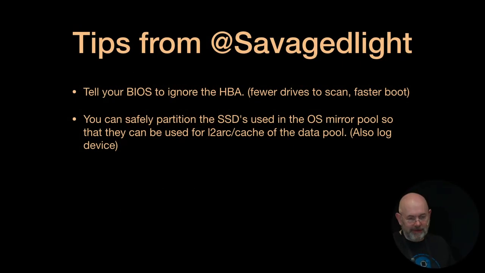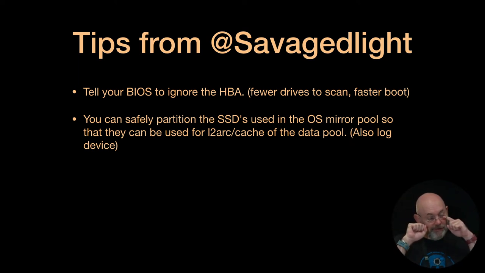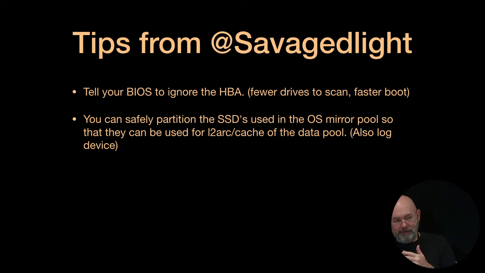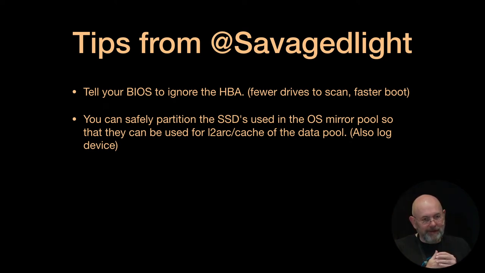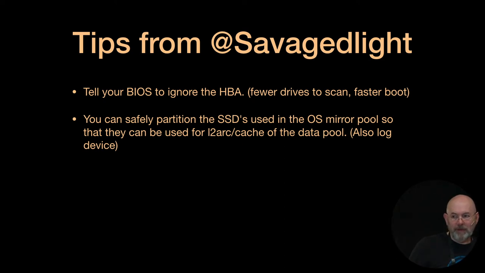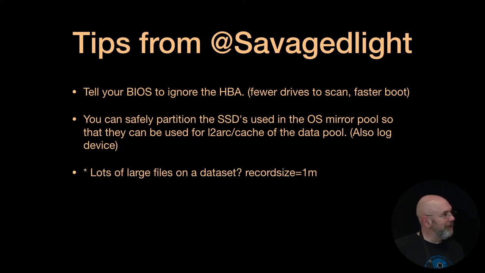So basically you've got your two SSDs you get the OS mounted on. You don't need all that space for the OS. You only need 2-3 gig for the operating system. You can partition other bits of that SSD and use it for other things. Create another Z pool. So basically the same drive is involved in multiple Z pools. And I do that at home.